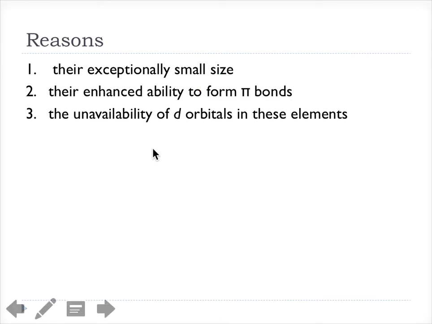And lastly, the last reason that can explain their unique properties is the unavailability of the d orbitals in these elements. When we say unavailability, what we are saying is that they are energetically inaccessible. The d orbitals of, say, lithium are energetically inaccessible.